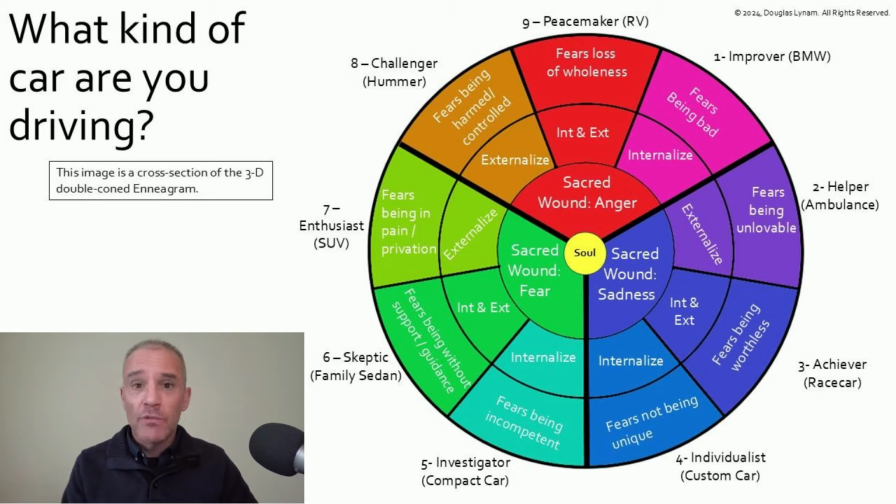We've got the sacred wound of anger, if that's what cut your psychological umbilical cord, and you externalize that, you would become a type 8. We call them the challenger. I call them the Hummer of ego consciousness because they're like the Enneagram's battering ram against reality. And they have externalized that anger, and it creates their greatest fear, which is being harmed or controlled. So they're always pushing against reality. They're always striving for a certain kind of intensity. They love a good fight. They love a good argument. And they're always trying to essentially control their environment before it controls them.